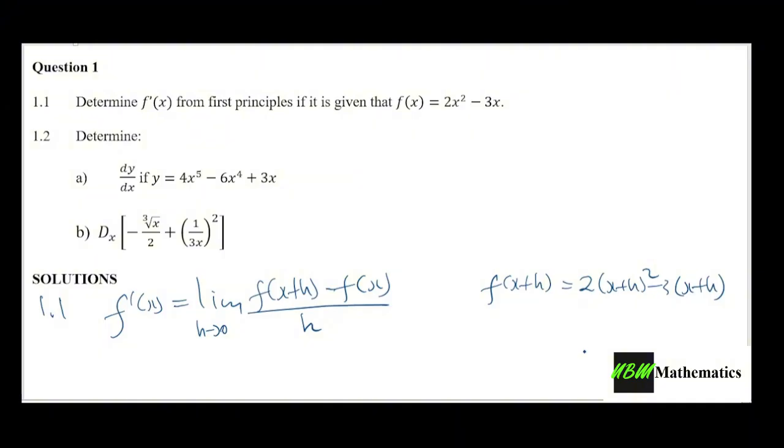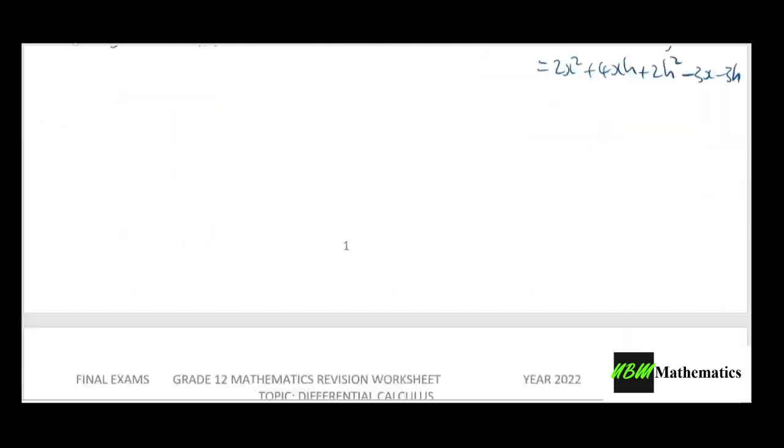Then we simplify. We get 2 into x squared plus 2xh plus h squared minus 3x minus 3h, of which this will be equal to 2x squared plus 4xh plus 2h squared minus 3x minus 3h.